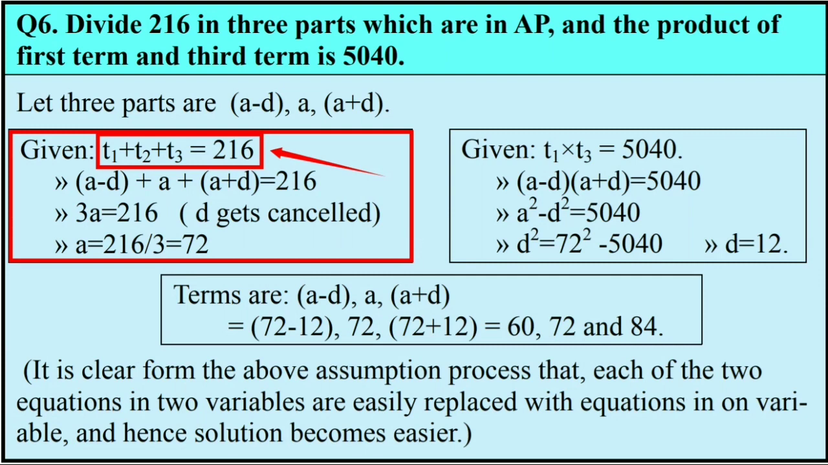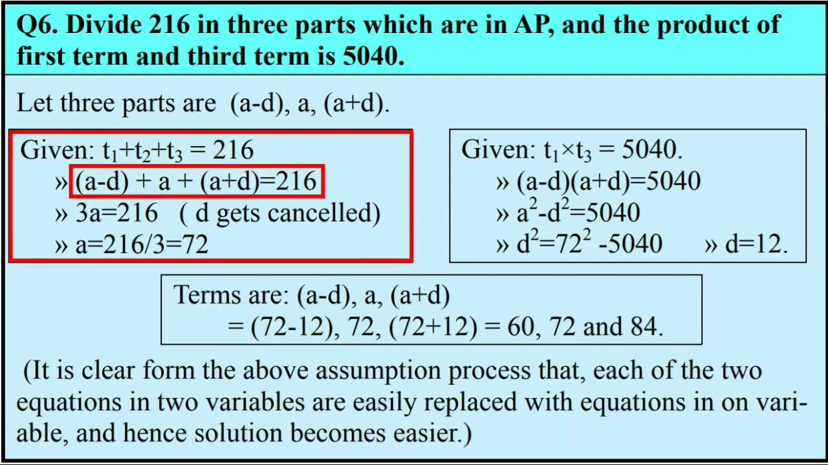According to the question, the sum of the first three terms is 216. So hence T1 plus T2 plus T3 is equal to 216. And T1 here is replaced with A minus D, T2 is replaced with A, and T3 is replaced with A plus D. And we simplify this equation. And here we very easily understand that the unknown D gets cancelled and the whole equation in two variables gets converted to a single variable.